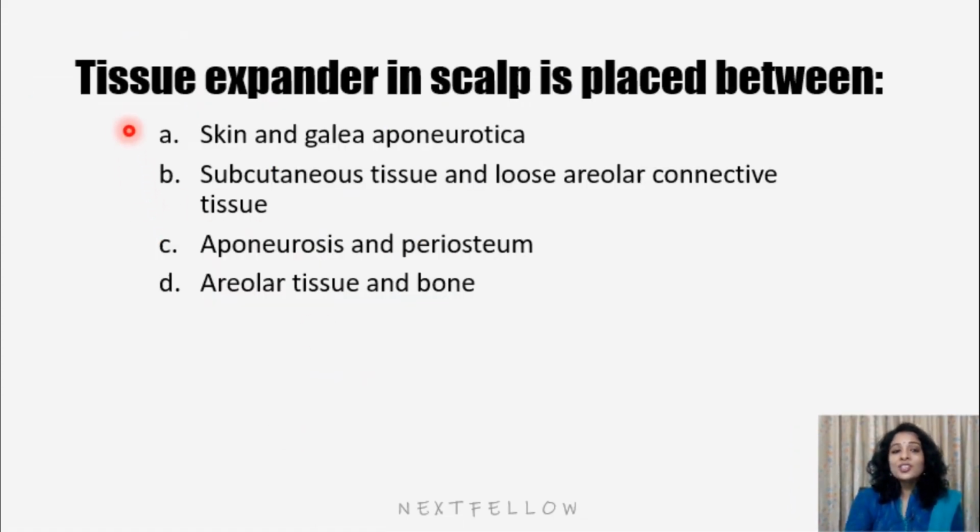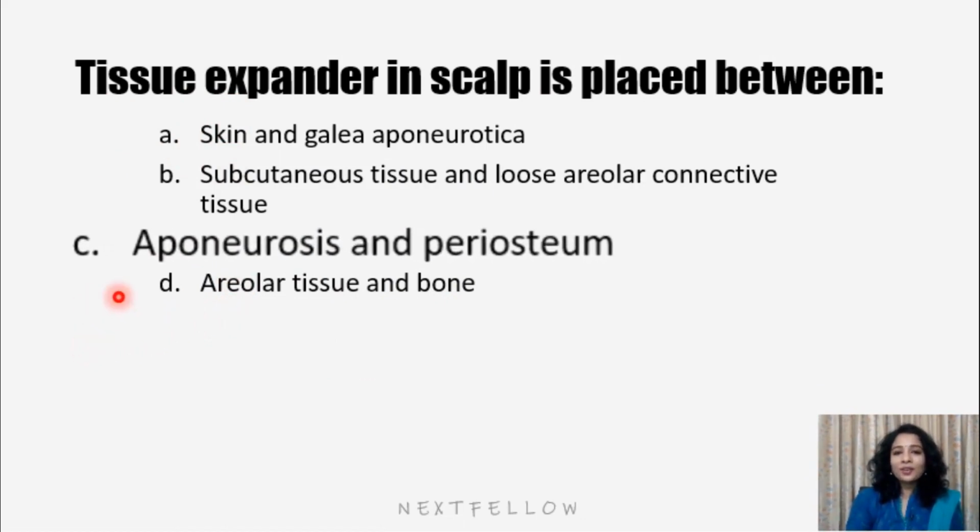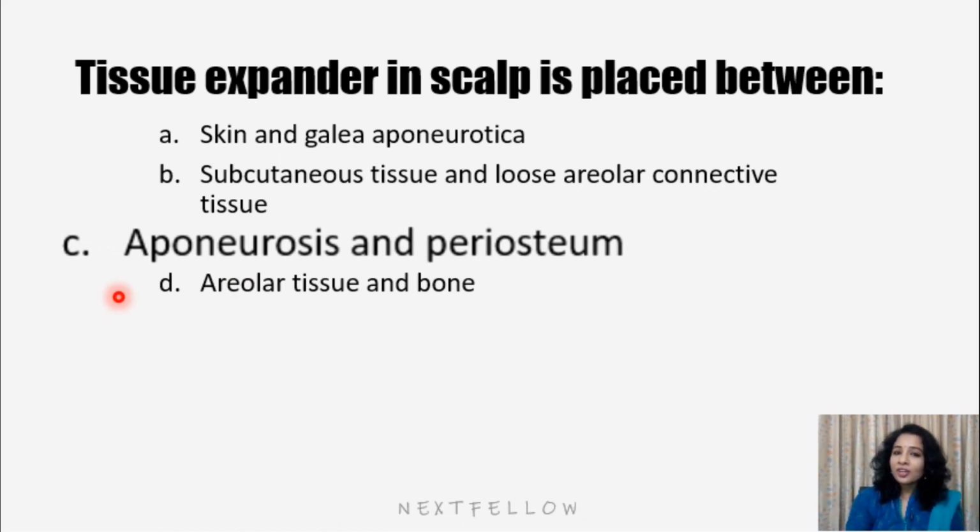The next question: the tissue expander in the scalp is placed between. I hope you can answer this question. It is placed between the aponeurosis and periosteum. So the plane of dissection or insertion, the plane of cleavage, is the loose areolar tissue. It is usually a relatively avascular plane, and also it is the site for the tissue expander, because the other three layers are tightly adherent, forming the scalp proper.